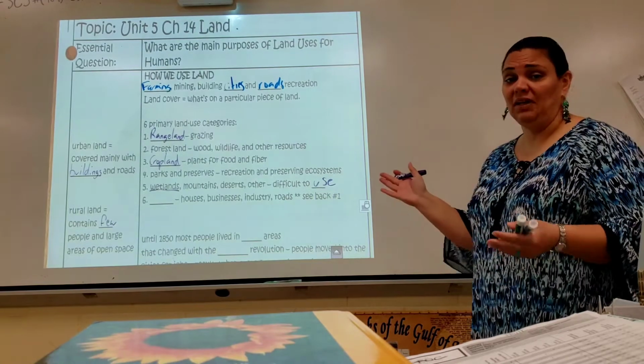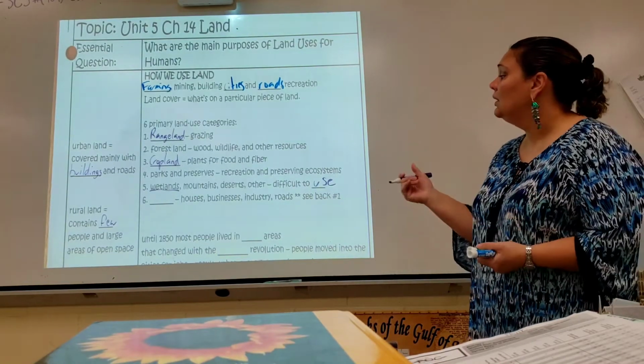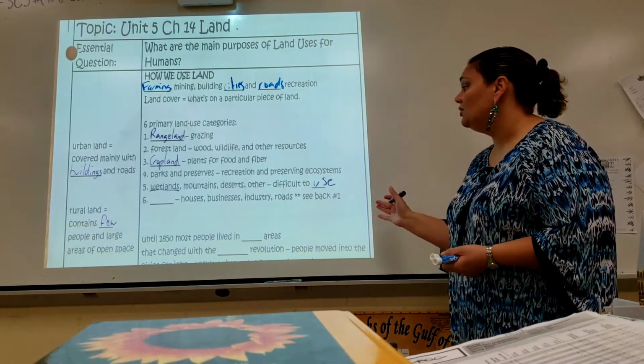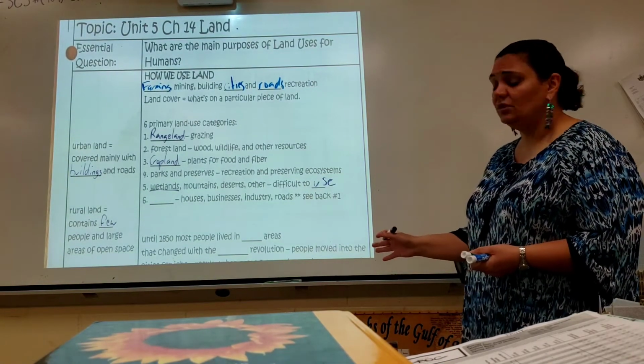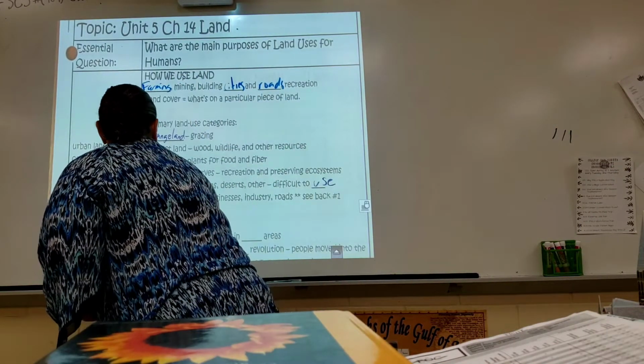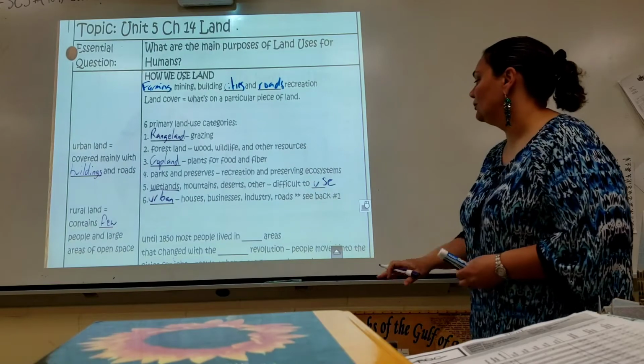Mountains, you've got peaks, a little hard to flatten them out. Deserts, you have a hard time bringing a lot of water to it. So all these types of areas are going to be very difficult to use. And then of course urban, that's your houses, your businesses, your industry, roads.